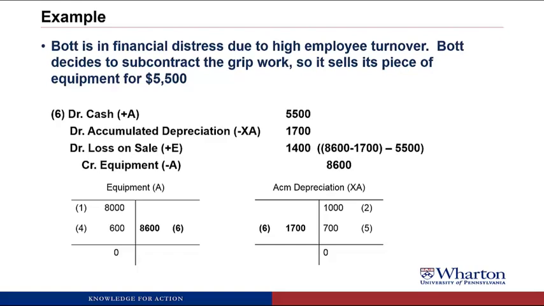We need to get rid of the equipment from our balance sheet. So for the equipment account, the balance was $8,600. We need to credit equipment for $8,600 to zero that account out. For accumulated depreciation, the balance was $1,700. So we need to debit accumulated depreciation to zero that account out. Now at this point, our debits don't equal our credits. What we need is a plug for loss on sale. And it's a loss on sale because the cash proceeds of $5,500 are $1,400 less than the net book value at this point, which is $6,900. So we debit loss on sale for the $1,400 difference.